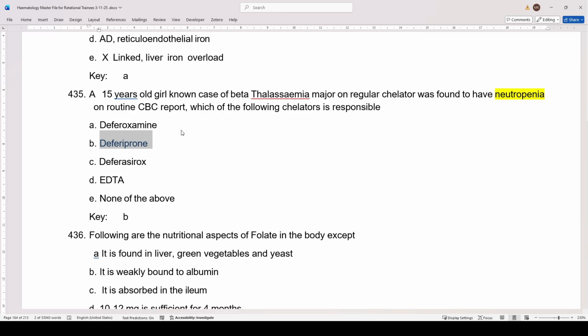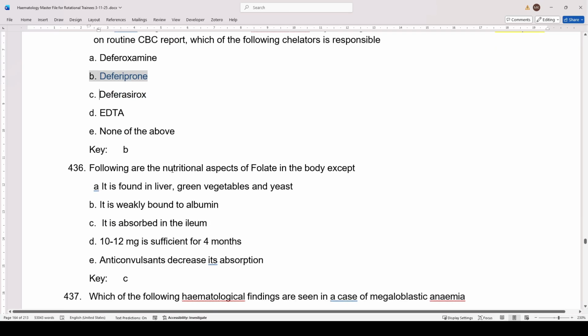Next is, the following are the nutritional aspects of folate in the body, except: it is found in green leafy vegetables, liver, and yeast. It is weakly bound to albumin. These are all correct. It is absorbed in the ileum? No, it is absorbed in the jejunum. 10 to 12 milligrams is sufficient for 4 months. Yes, and anticonvulsants decrease absorption. It is correct. So the wrong one is option C.